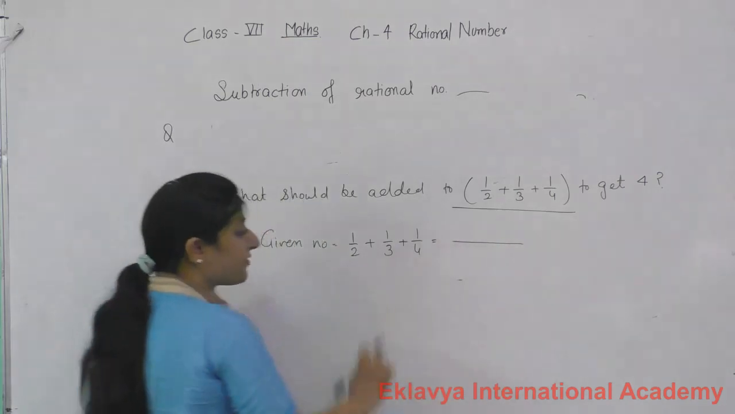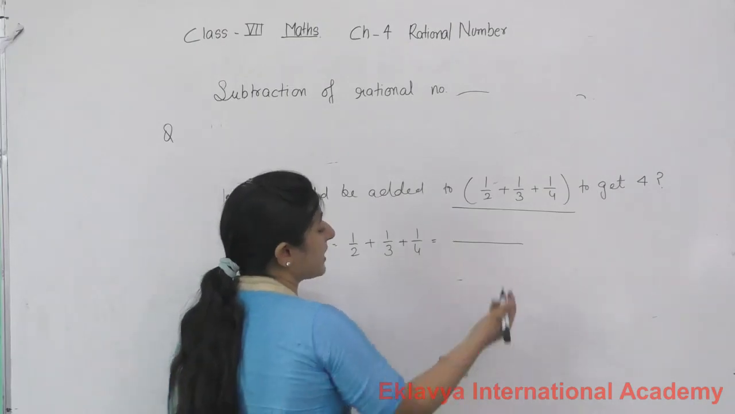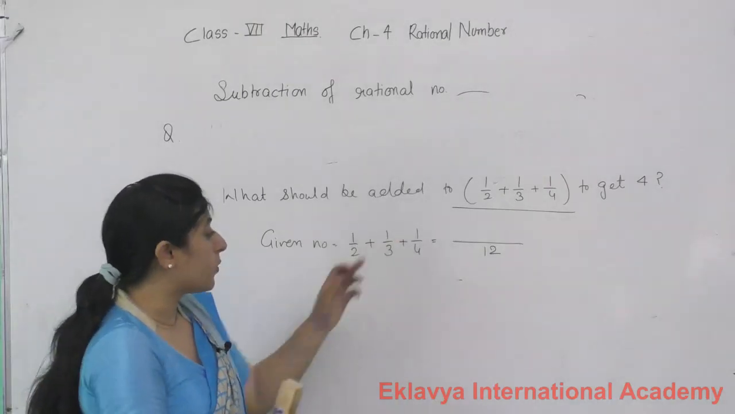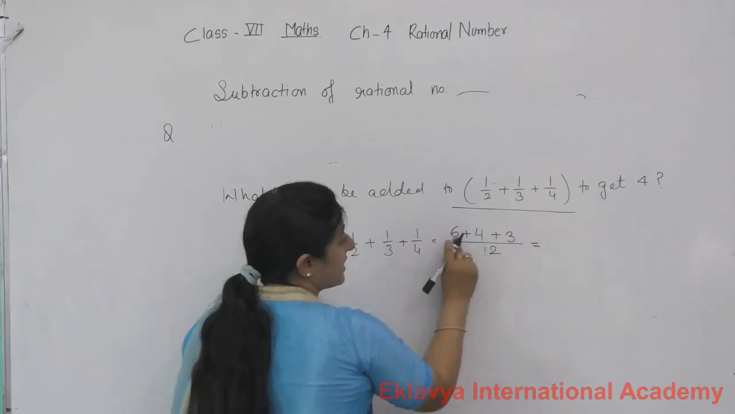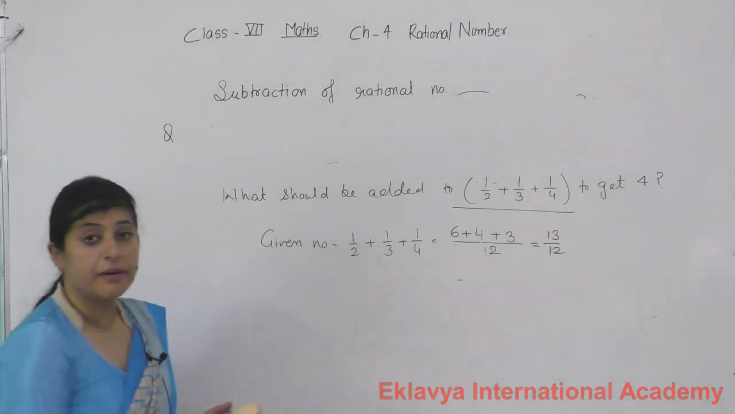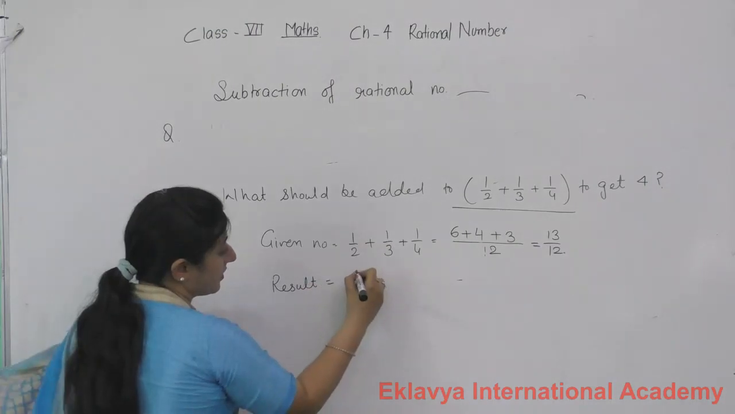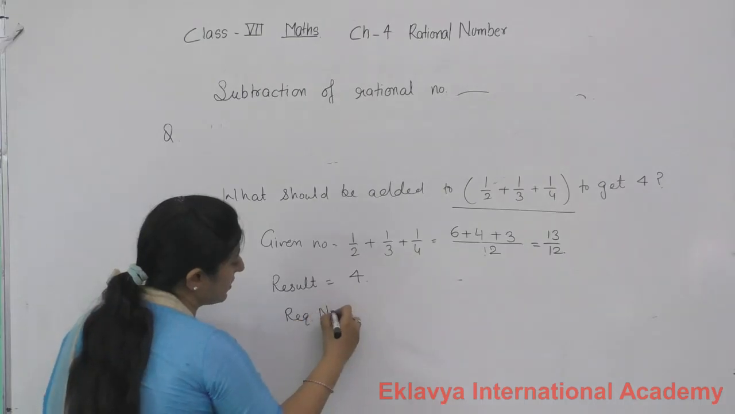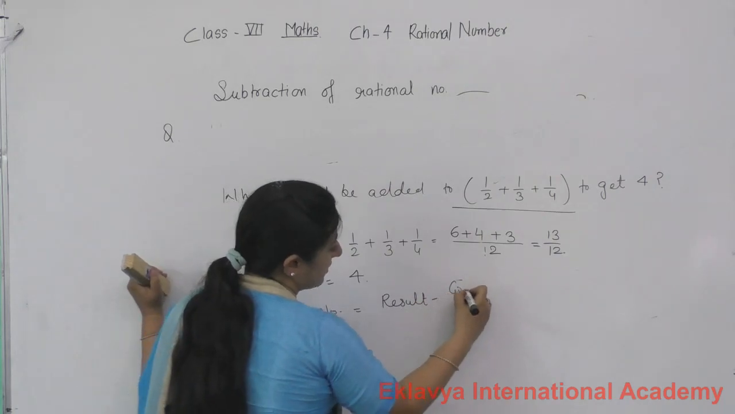It means we can solve it firstly. What is the LCM of it? 2, 3, 4. LCM is 12. 2 6s are 12, 3 4s are 12, 4 3s are 12. 6 plus 4 is 10, plus 3 is 13 by 12. It means the given number is 13 by 12. The result is 4. The required number, if you use the formula, is result minus given number.